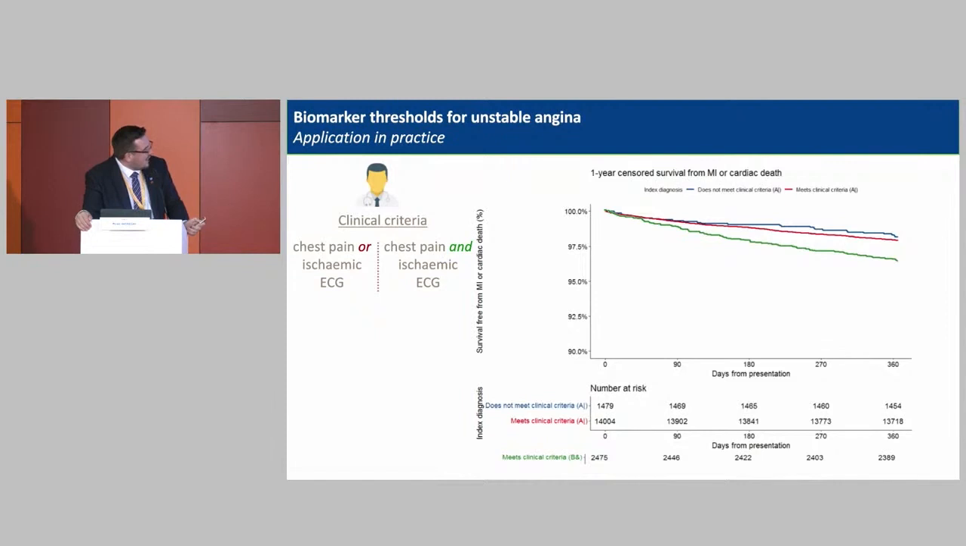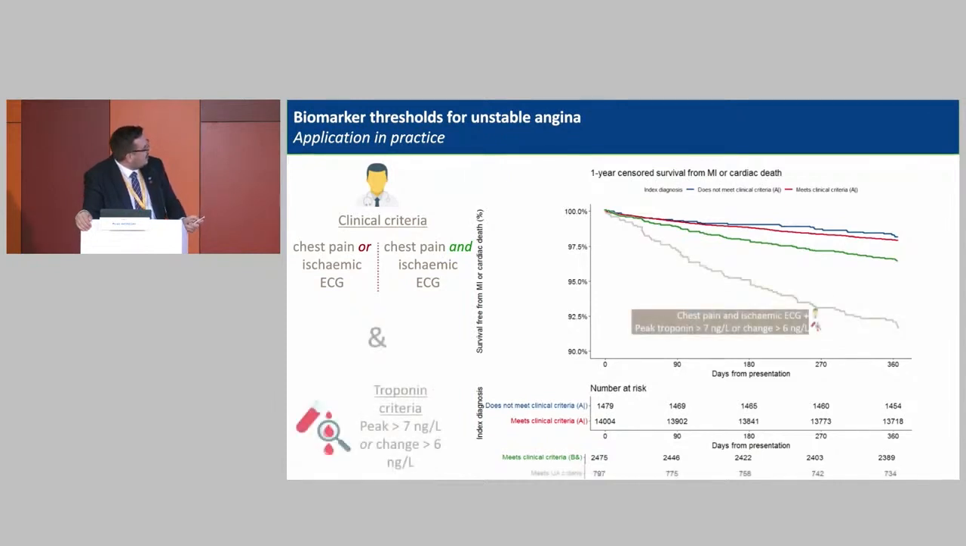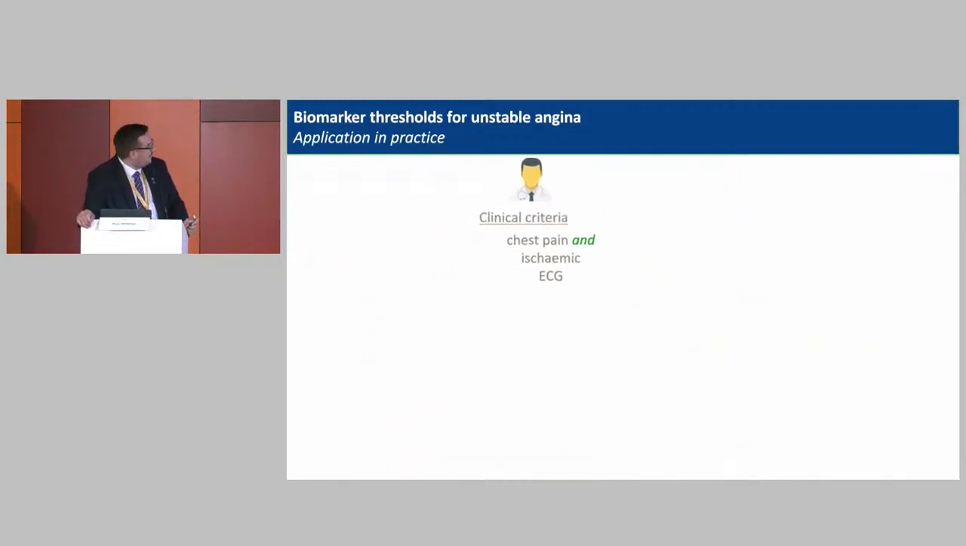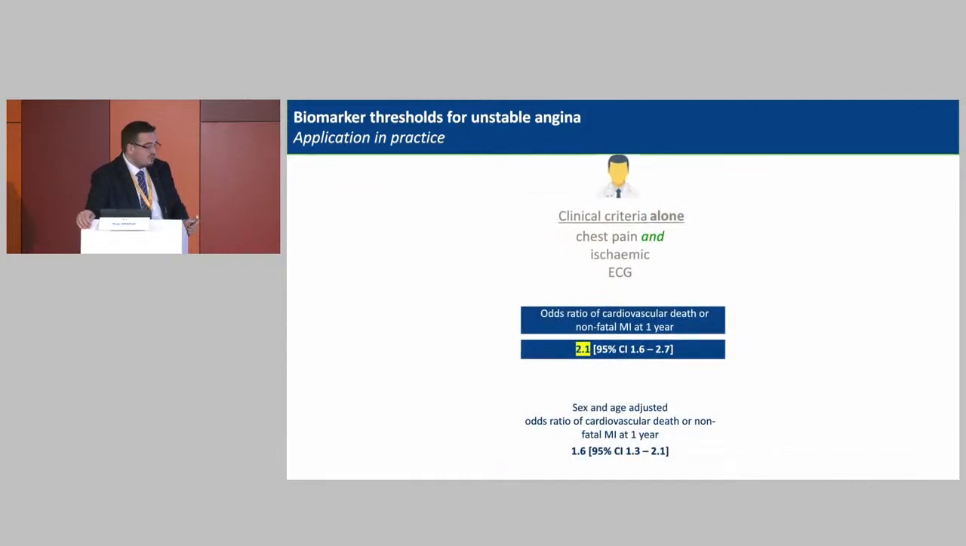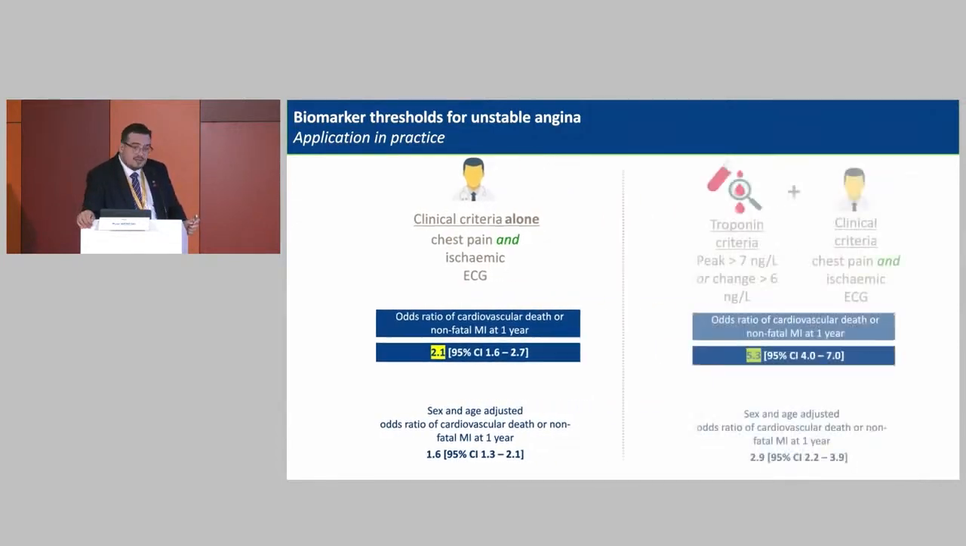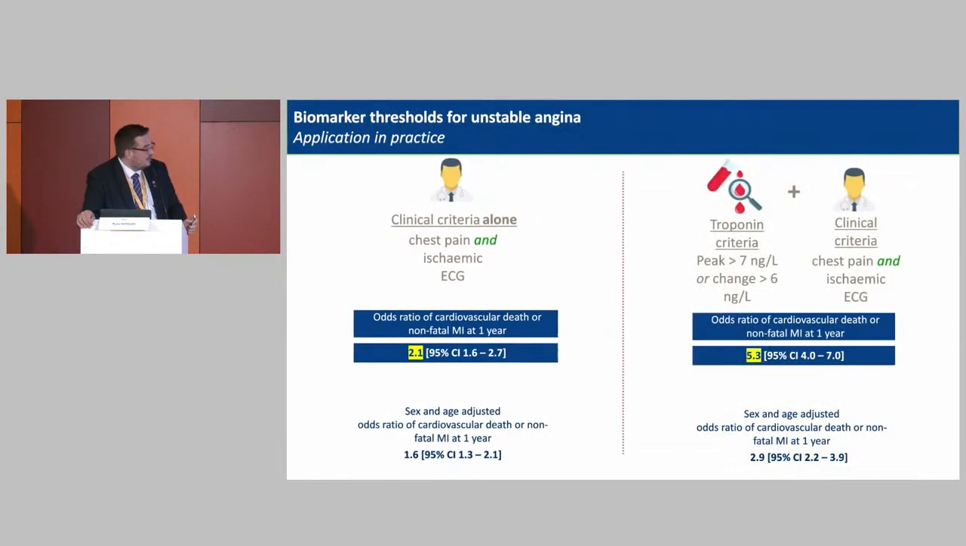But it's really when we add in the biomarker criteria that we see the biggest improvement in discrimination. So these are patients with chest pain and ischemic ECG who meet either a troponin greater than 7 peak or a delta change of 6. This trend was seen in logistic regression models. People who have chest pain and ischemic ECG, yes, your risk is doubled compared to those who don't meet that criteria. But when you combine that with the biomarker criteria, the odds increase more than twofold to 5.3.